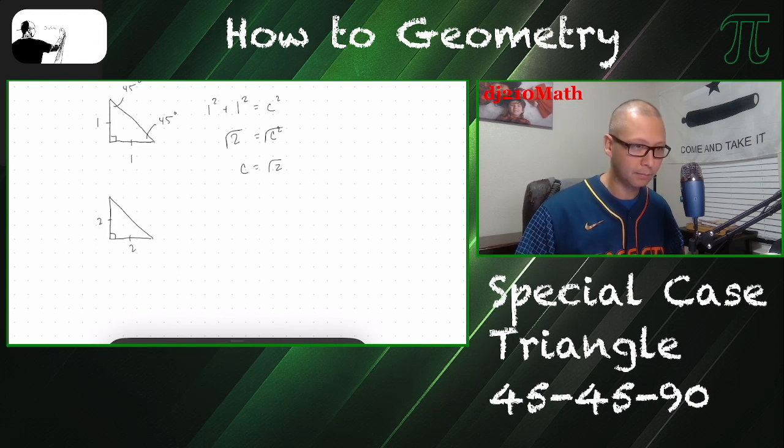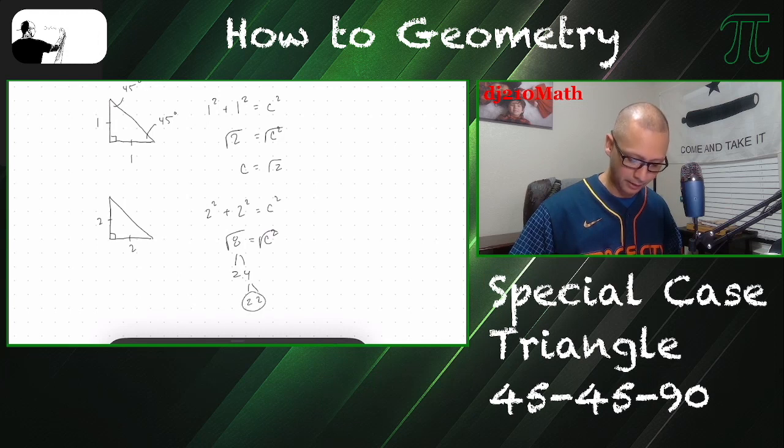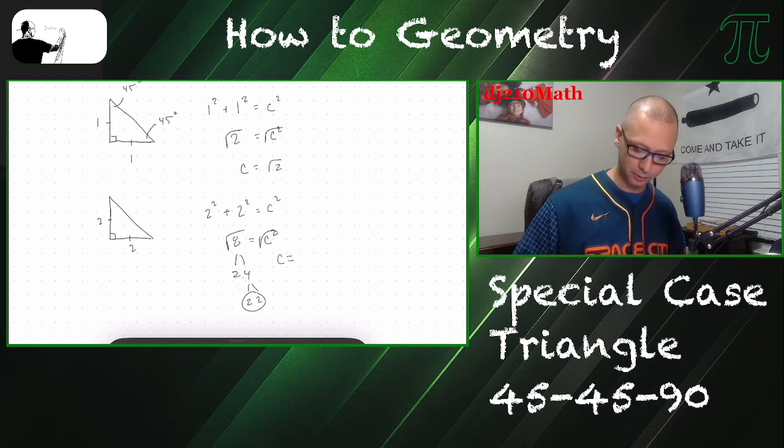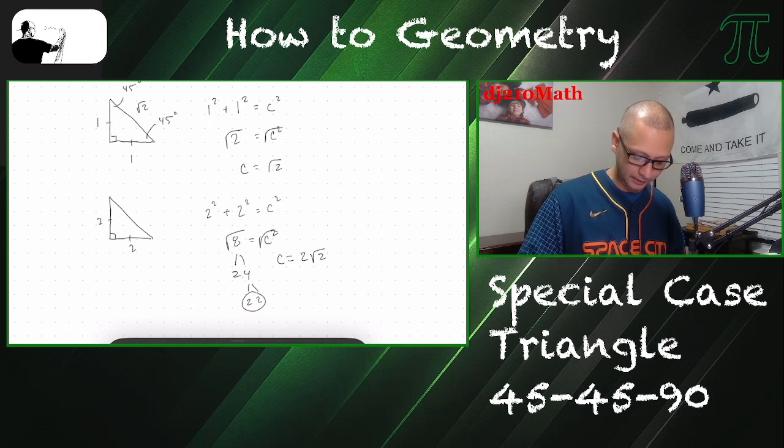Let's look at a similar triangle with side lengths 2. This would be 2 squared plus 2 squared is equal to c squared. 2 squared is 4. 4 plus 4 is 8. Square root of 8. So 8 can be simplified: 2 times 4. 4 is a perfect square, so I can bring out a 2. So c, the hypotenuse in this case, is equal to 2 root 2. So first example, c is equal to root 2. Second example, 2 root 2.